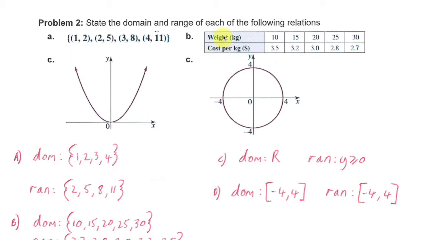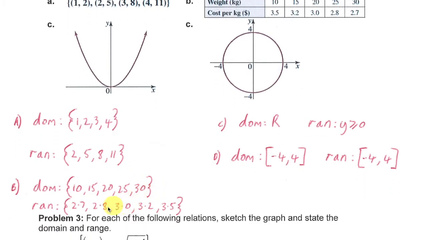B, we have a table of values. The domain 10, 15, 20, 25, 30. And the range, these are all our range numbers, but they're not in order from lowest to highest. So when we list our range, we just have to list it from lowest to highest.